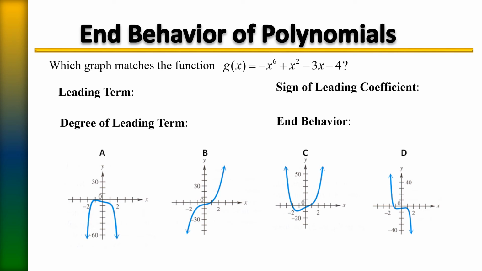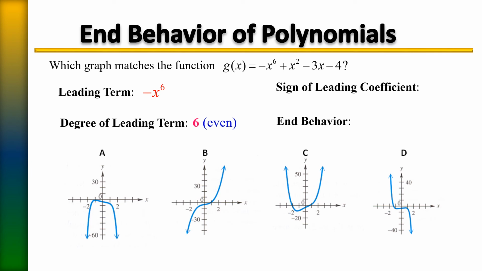Well, let's take a look at the leading term out of all the terms. The one with the highest degree is that first term. That's a degree of 6. 6 is an even number, so this is an even degree polynomial. We know that the behavior of even degree polynomials will either face up or down on both ends, so that means it cannot be B or D. It has to be A or C.